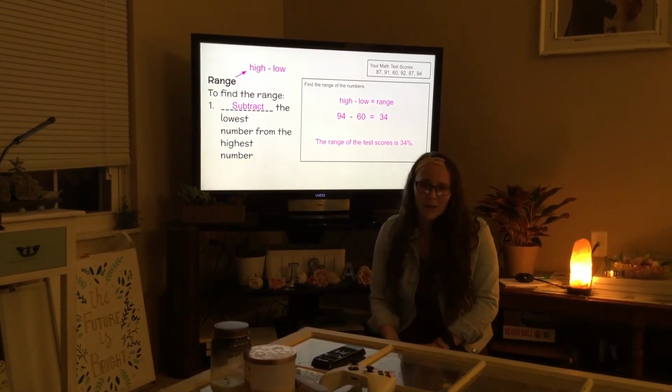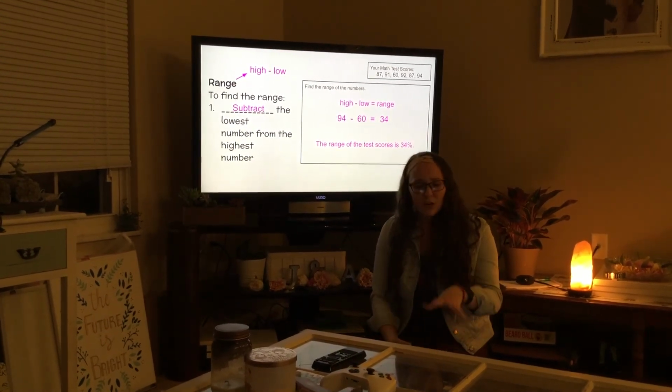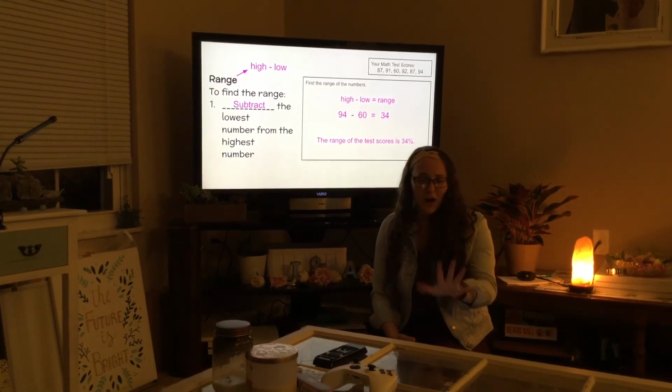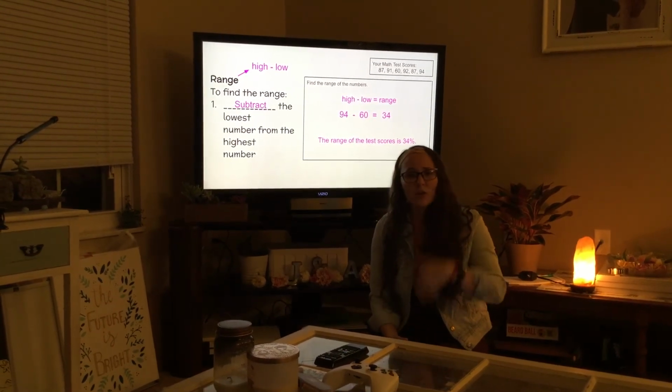I know it's a lot of information. So fill in your math notebook, do the rest of the things on your to-do list for math, and then you'll be done for the day.